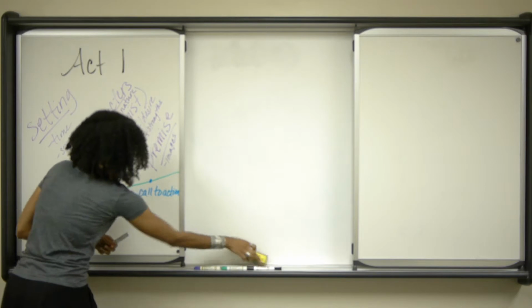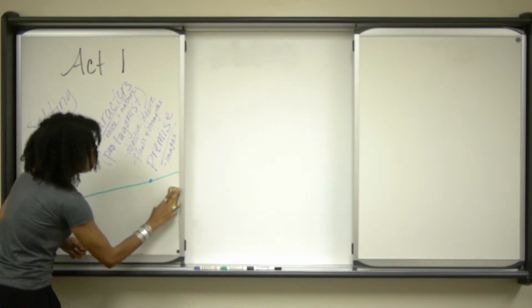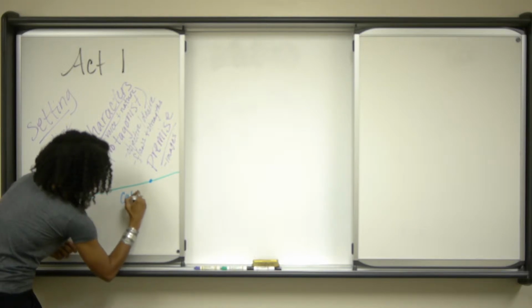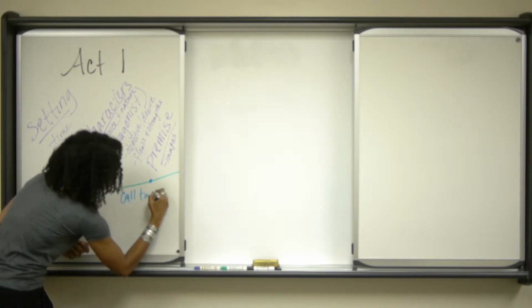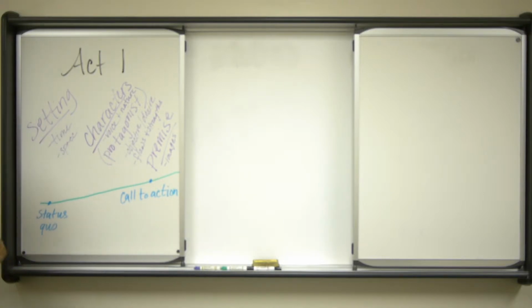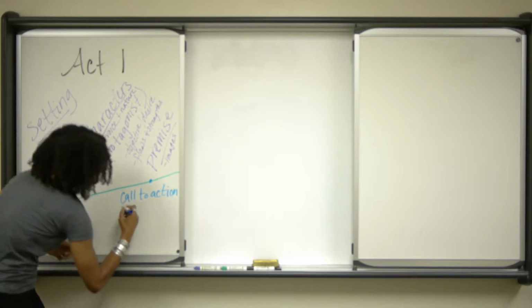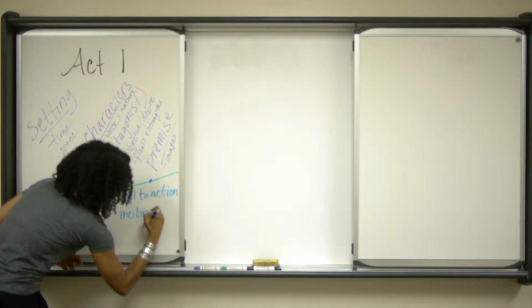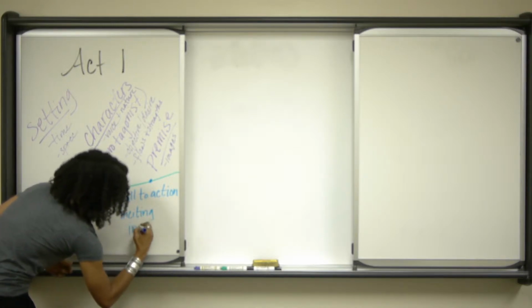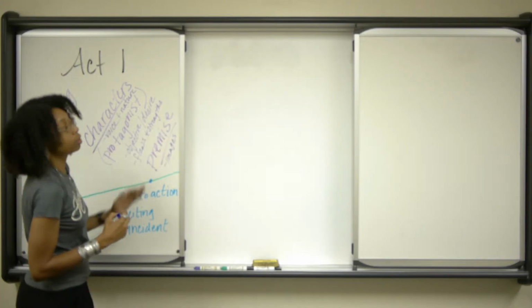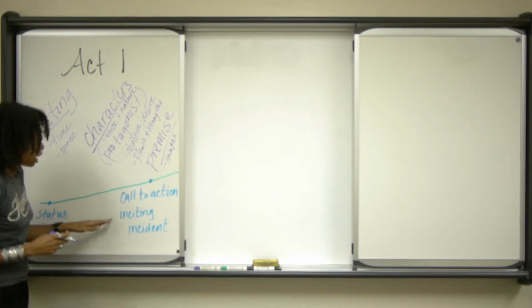Let's write that just a little bit more clearly. The call to action is specifically a call to your protagonist to act. So you can very easily remember the call to action is a call to the protagonist to act. It is also called the inciting incident. The inciting incident is that moment that thrusts the character into the action, the dramatic action.